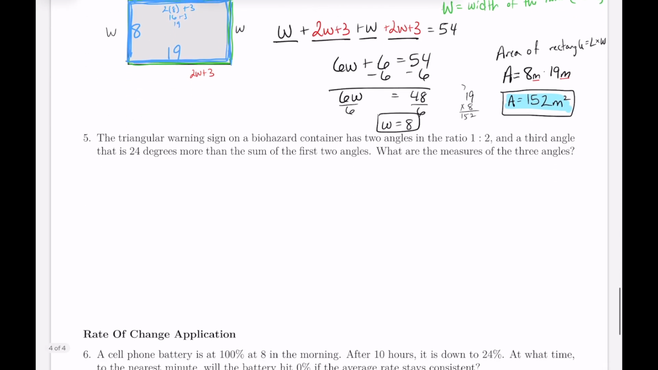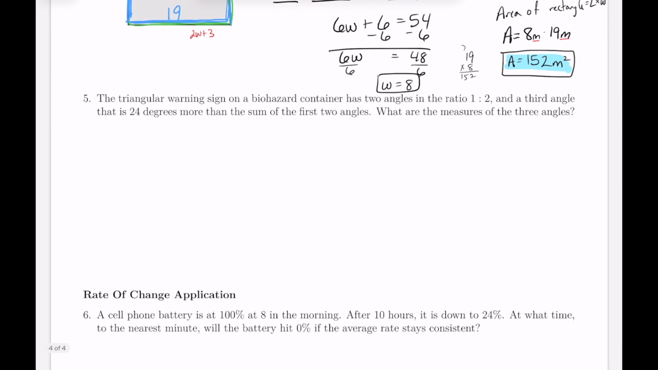All right. The triangular warning sign on a biohazard container has 2 angles in a ratio of 1 to 2. That just means that one of the angles is twice as big as the other. So if one of the angles is 10, then the other one would be 20, right? If one of them is 35, the other one would be 70, okay? And a third angle that's 24 degrees more than the sum of the first 2 angles.